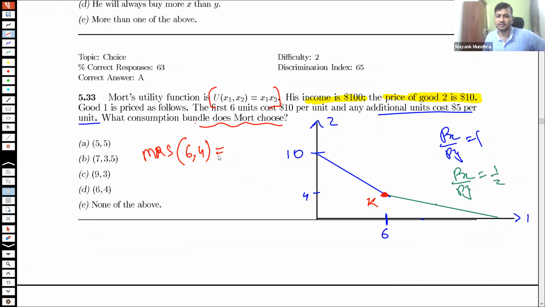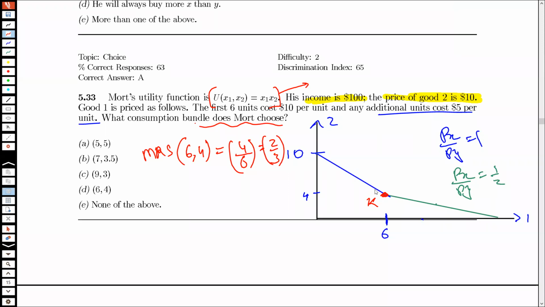Why don't you tell me the MRS at 6, 4? Yuvakshi, come on, what is the MRS formula? 4 by 6. Very good. Y by X, 4 by 6. So that is the MRS. 4 by 6 is basically 2 by 3, right? So 2 by 3 is the MRS. What is the slope of this segment, the blue segment?